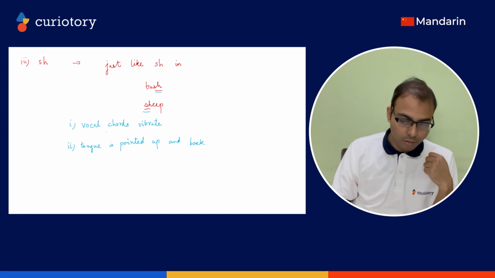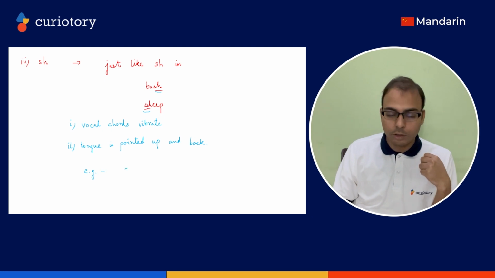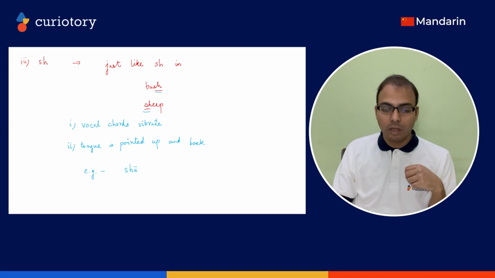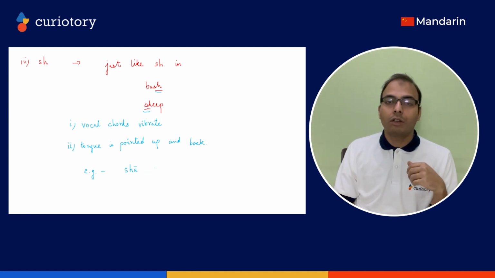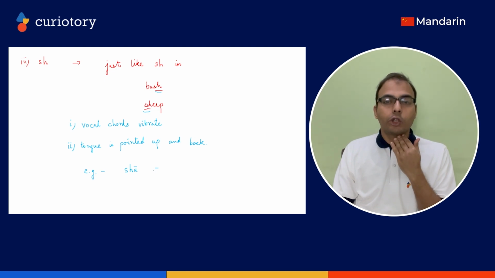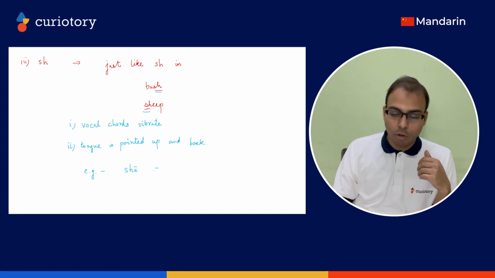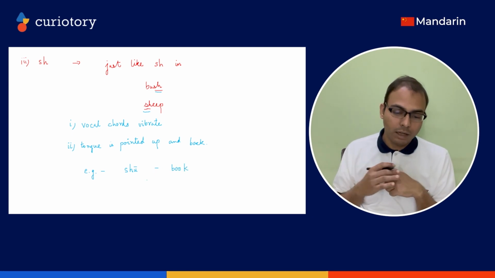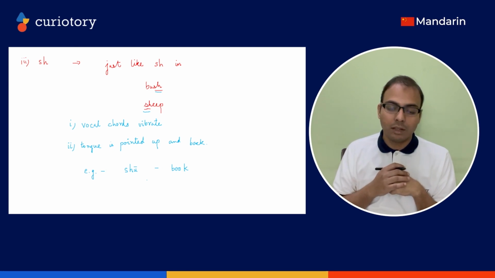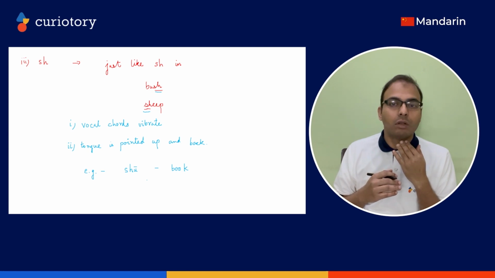Let's take an example to make it more clear. Shoo. When you are saying shoo, you have to ensure that your vocal cords are vibrating and your tongue is pointed up and back. Shoo with a first tone means book. So by this example, I hope sh is clear to you. You will have to take care of the two rules: the vocal cords are vibrating and the tongue is pointed up and back.